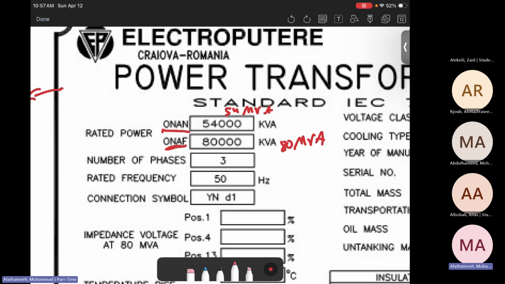The number of phases is three. It's a three-phase transformer, 50 hertz, and the connection group is YNd1. YN means there is a neutral. Yd1, what does it mean? The primary is Y, the secondary is delta, and the angle is 30 degrees. Okay?